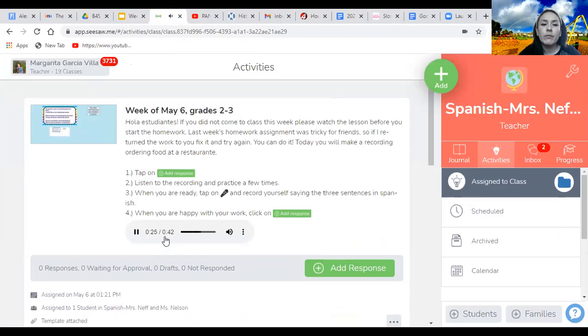1, tap on the add response button. 2, listen to the recording and practice a few times. 3, when you are happy, tap on the microphone and record yourself saying the 3 sentences in Spanish. 4, when you are happy with your work, click on the green check button.